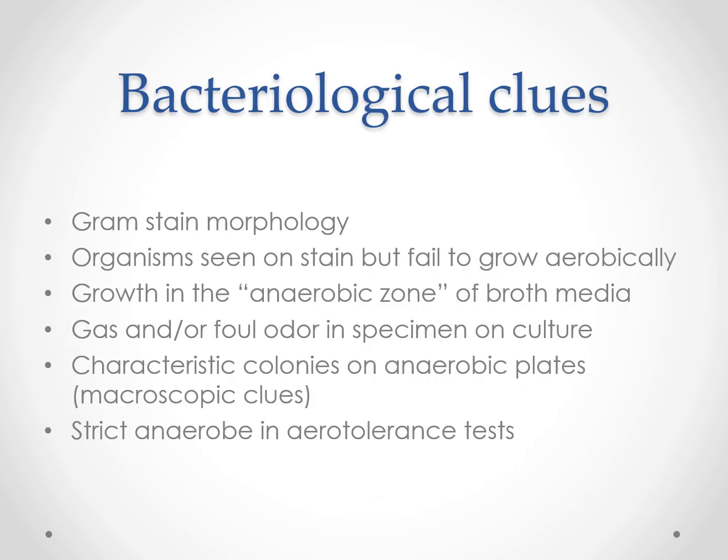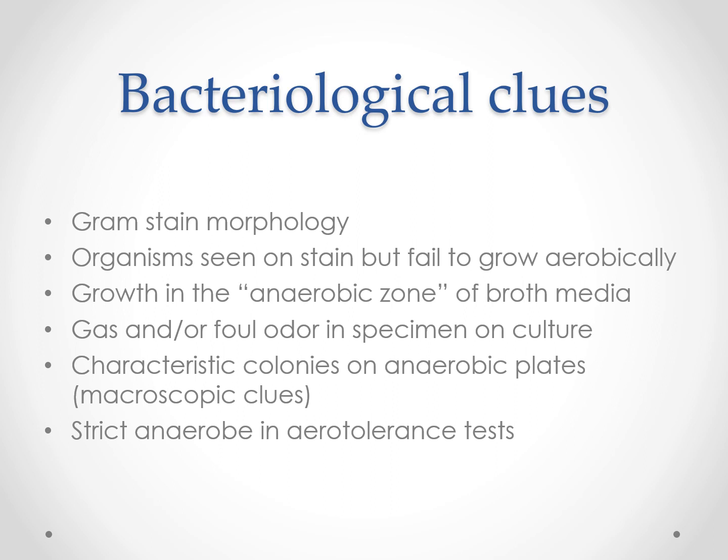Other bacteriological clues that indicate the presence of anaerobes would be things like the gram stain morphology. Some of the most unusual and visually interesting organisms on the gram stain are anaerobes. If you have organisms that are seen on the gram stain but fail to grow aerobically, this could indicate an anaerobic infection. This is especially true in respiratory samples like sputums, where you see mouth flora that are gram negatives but they fail to grow on your aerobic media.